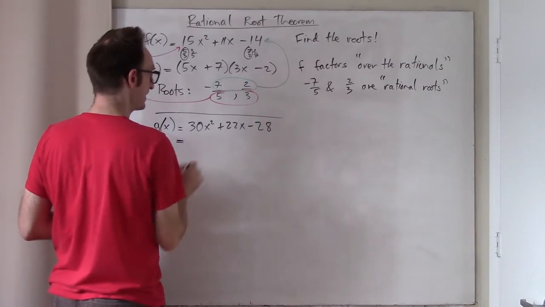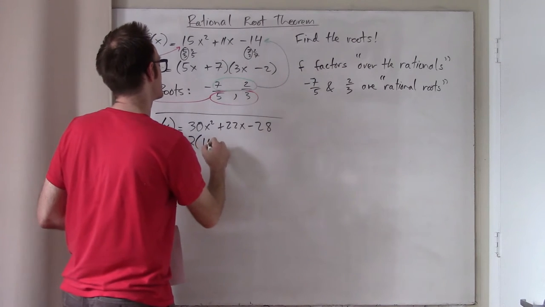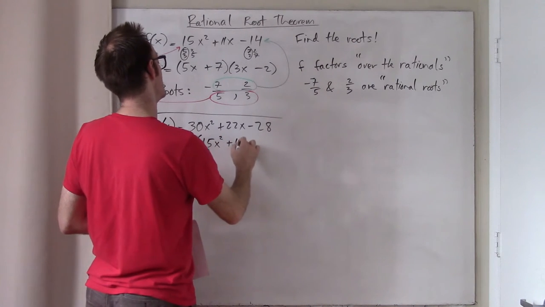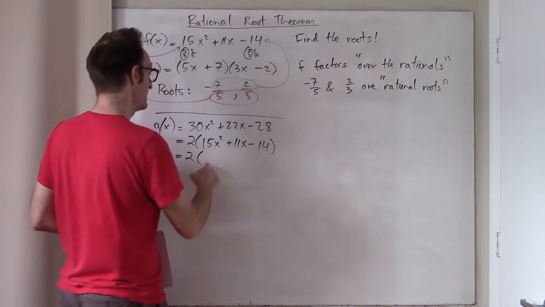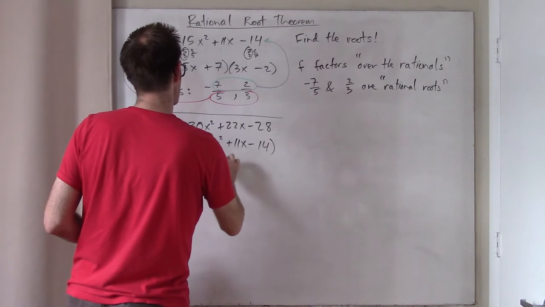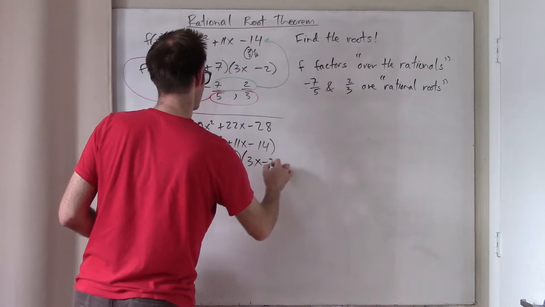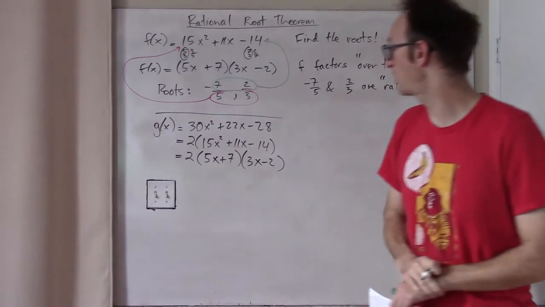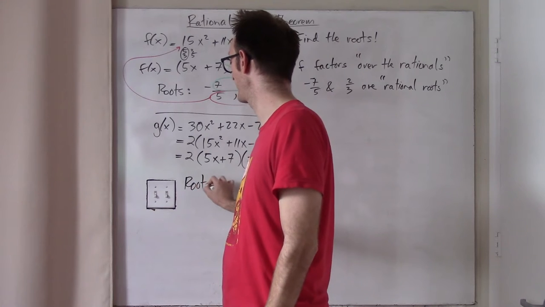Presented with this polynomial out of the blue, you might first factor out a 2. That's the kind of thing that you learn in Algebra 1. Having factored out the 2, I now have this quadratic, and then I would just factor this quadratic as before. So I get 5x plus 7 and 3x minus 2.